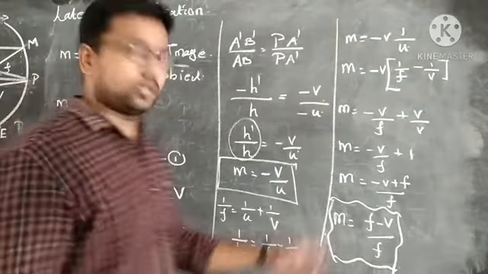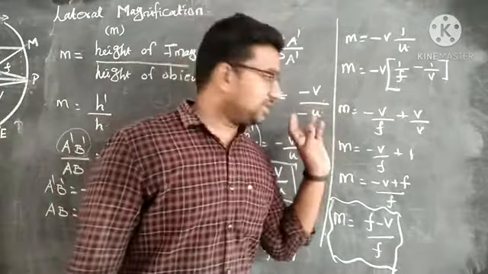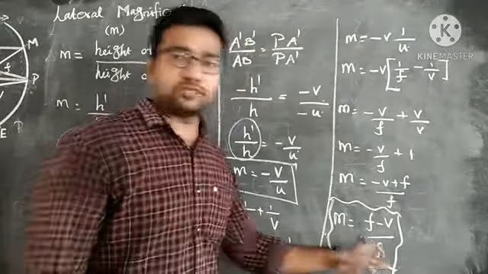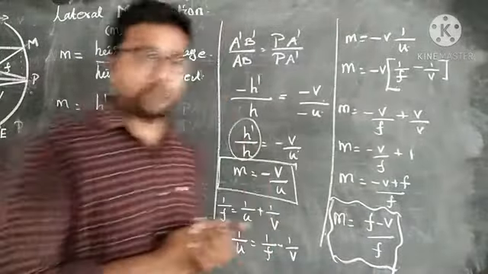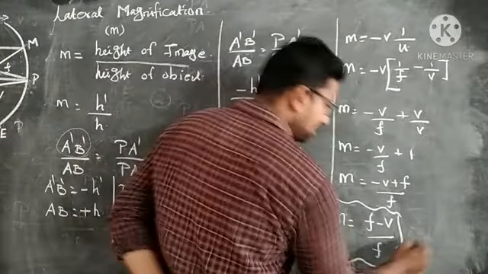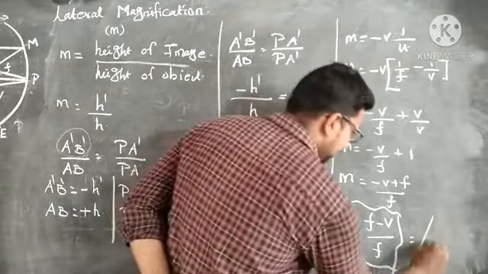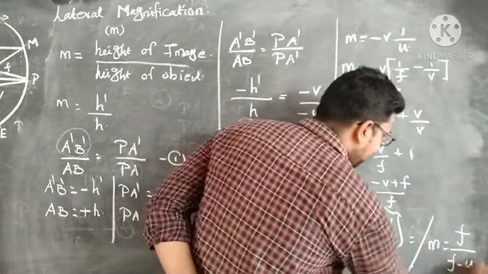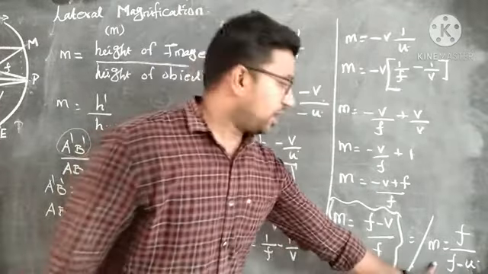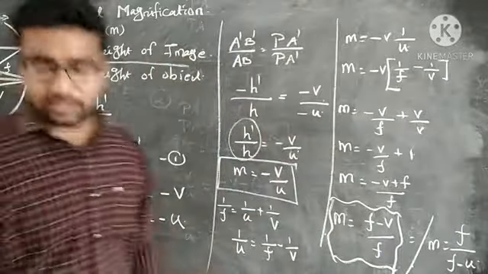If you are supposed to use the image distance value, you can use this one. No sir, we have only the object distance value of u. So we can use m is equal to f divided by f minus u. This is also another form of the lateral magnification.